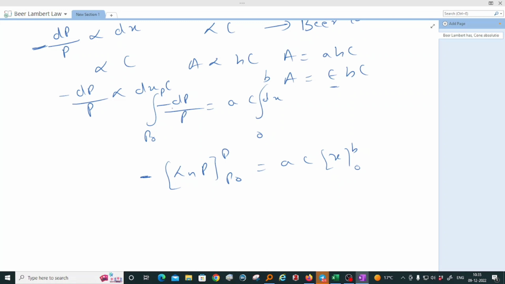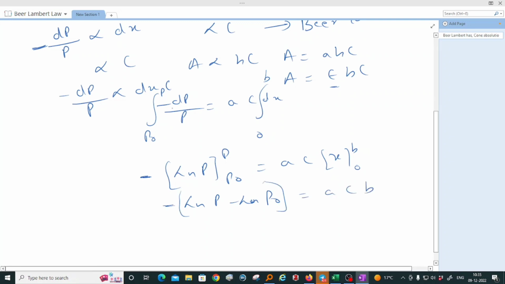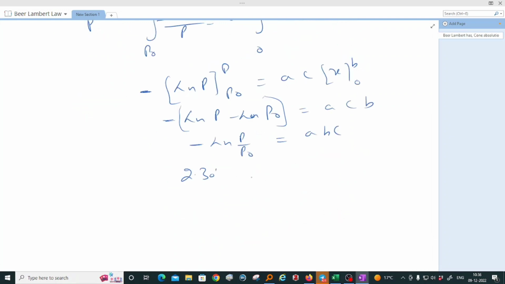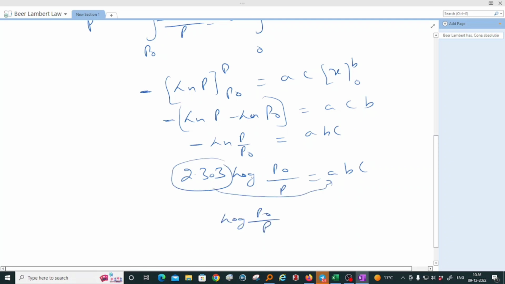So ln p minus ln p naught, to the negative, is equal to acb. So here it will be b only. So if you write ln p by p naught, that is minus, is equal to abc, that is okay to write. And if you remove the natural logarithm, then here there will be 2.303, that is log p naught by p is equal to abc. And this is a constant, so this can be incorporated in this constant itself. So it will be log of p naught by p is equal to abc.